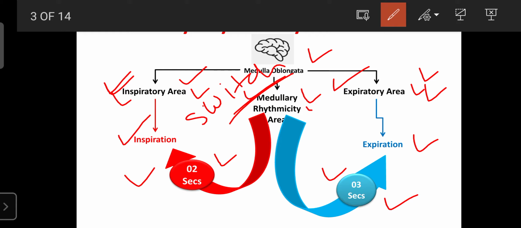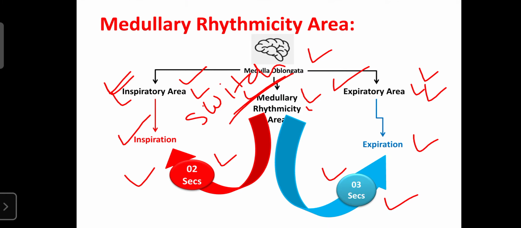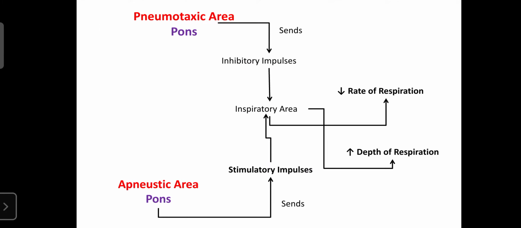So this is the first component, or part of the body, that is involved in the control or regulation of respiration. Now we can go for the next one, that is the pneumotaxic area and apneustic area. So dear students, both these areas are present in the pons. That's why the pons is also involved in the regulation of respiration.